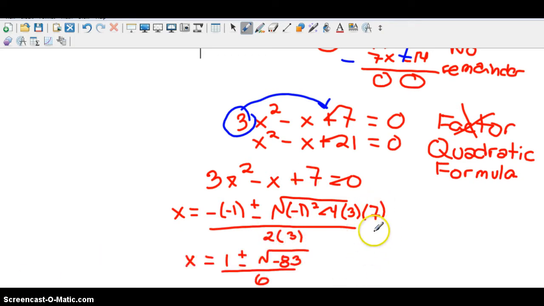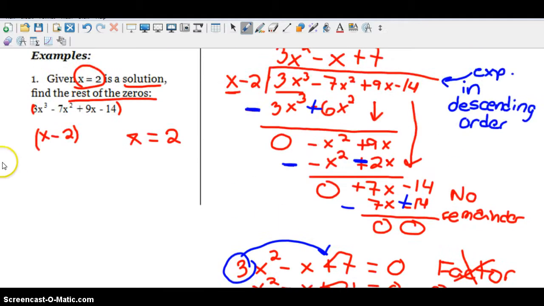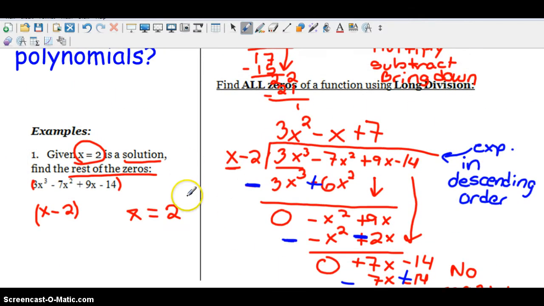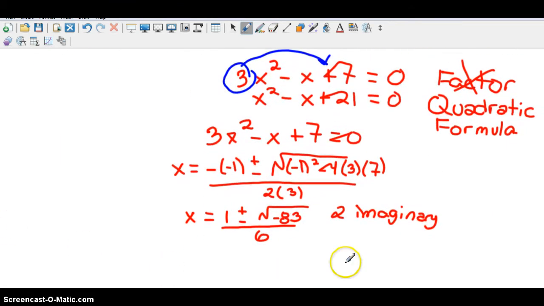All right, guys, so if I wind up doing the quadratic formula, I get the square root of a negative number. So that means that I have 2 imaginary roots. So I only found 1 real root because it divided evenly when I was doing my long division. And then with the leftovers, I've got 1 real root of x equals 2, but with the leftovers, I just got 2 imaginary roots. So that's all I found.